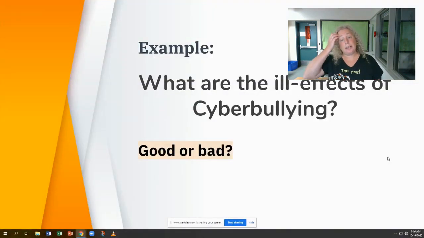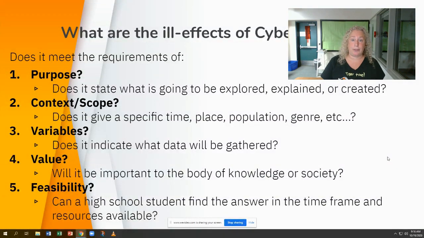So let's look at an example. What are the ill effects of cyberbullying? Is that a good question or a bad question? Well, let's look at our parameters again. Purpose. Does it say what's going to be explored, explained, or created? I mean, it does say ill effects. So, what bad effects come from cyberbullying? But is that anything new? No, we've been looking at cyberbullying now for a while, so it doesn't really give us any new information.